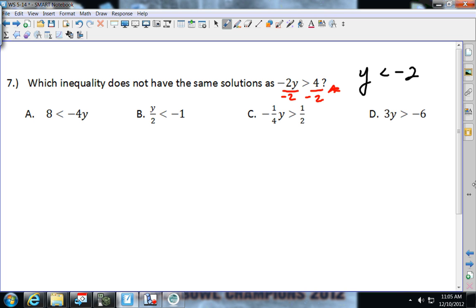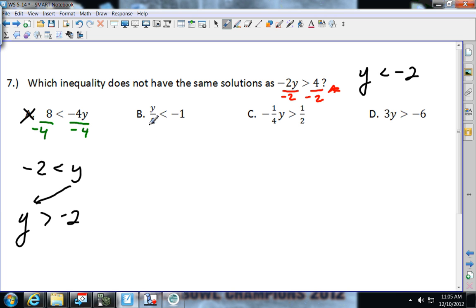Okay, so letter A. Right here, you would have to divide by -4. You're going to get -2 is less than y. Now the trick is, it's hard to see if this is right or not. If I move y over to this side, I have to flip the sign, because the open part of the symbol is towards the y. Now, are these the same? They are not. This is less than, this is greater than. A is not the answer.